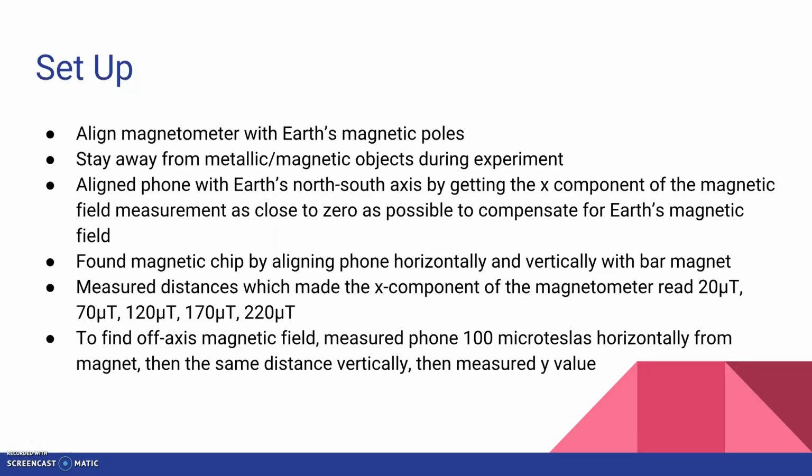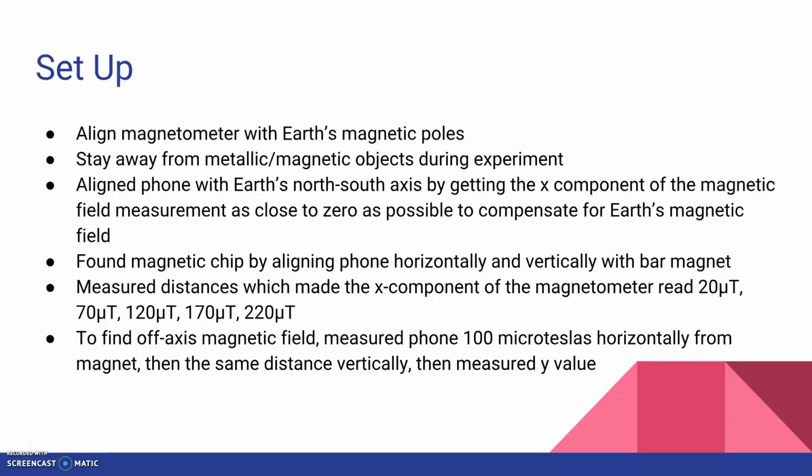Earth's magnetic poles. I made sure to stay away from any metallic and magnetic objects during the experiment. I aligned the phone with Earth's north-south axis by getting the x component of the magnetic field measurement as close to zero as possible to compensate for Earth's magnetic field. I found the magnetic chip by aligning the phone horizontally and vertically with the bar magnet.